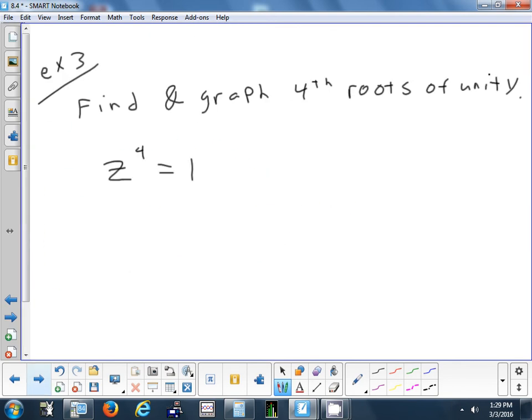All right. So let's try and find the fourth roots of 1. Before I start, how many answers am I expecting? 4. Yep, 4 answers. First thing I'm going to do is write z in trig form, and it's going to be my variables. I don't know r and I don't know theta. If I did, I'd already know the answer to the problem. So z is r cosine theta plus i sine theta.